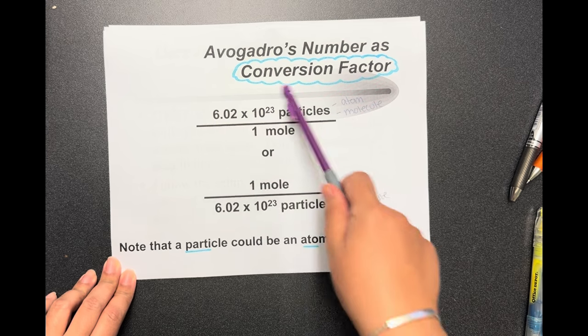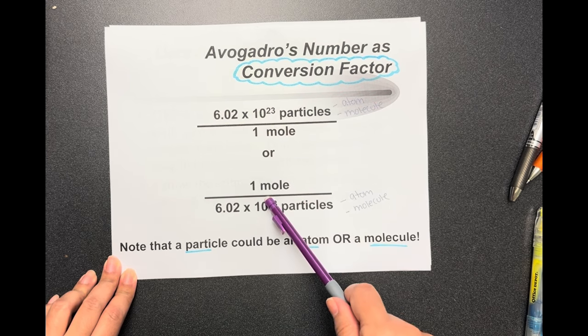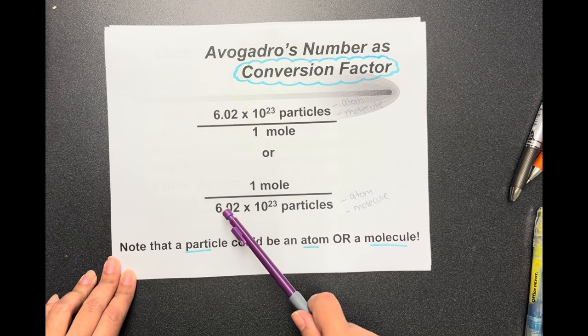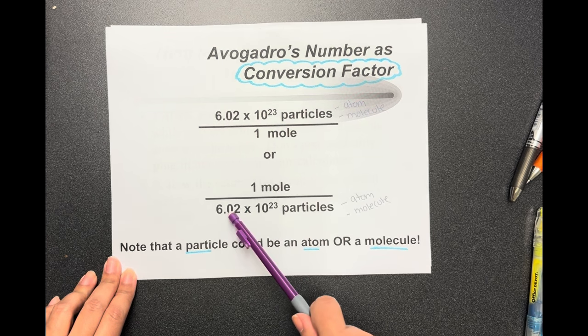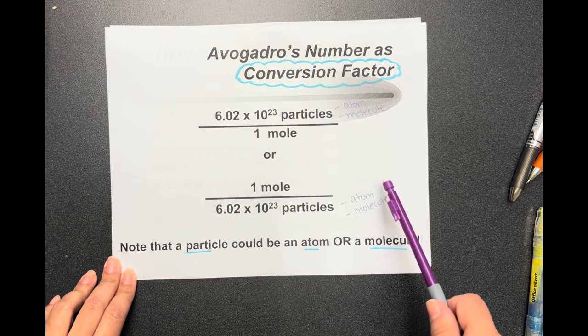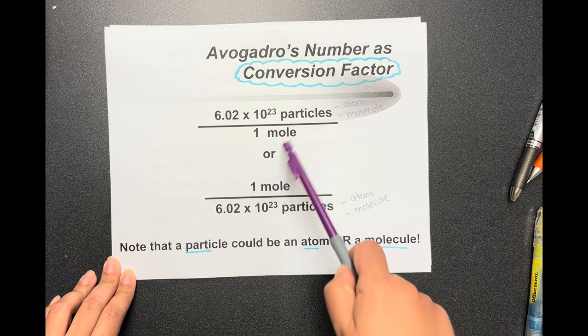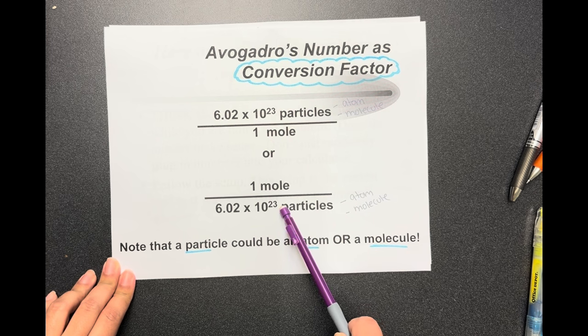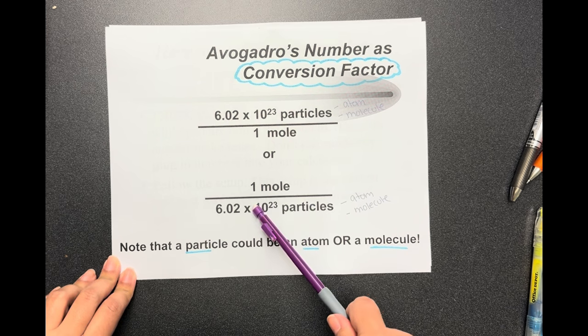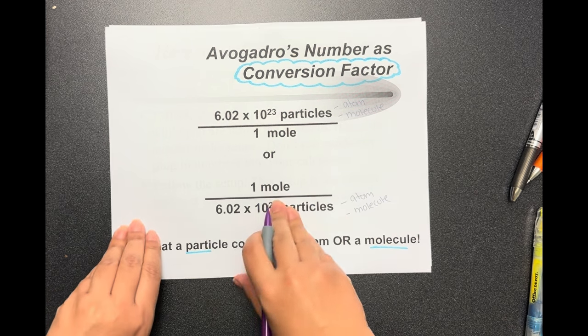We could either write it like this or like this, where 1 mole is in the bottom and Avogadro's number is in the bottom. 1 mole equals 6.02 times 10 to the 23 particles or atoms or molecules. And again, we're going to use either the top conversion factor or the bottom conversion factor, depending on what the question is giving us and what the question is asking us to find.